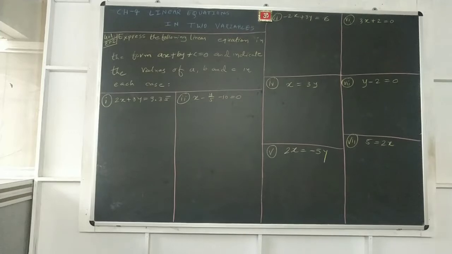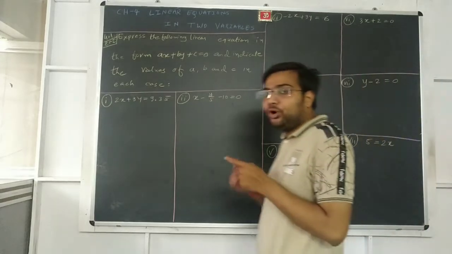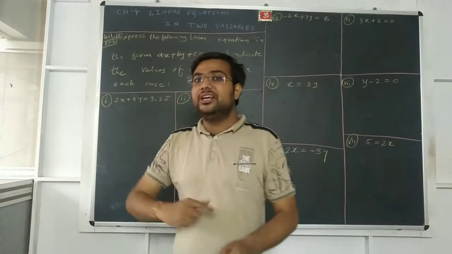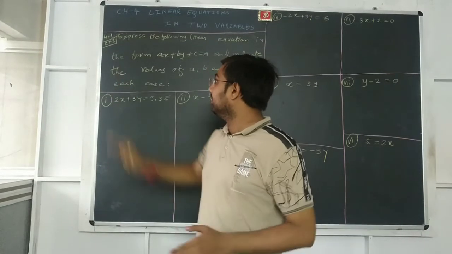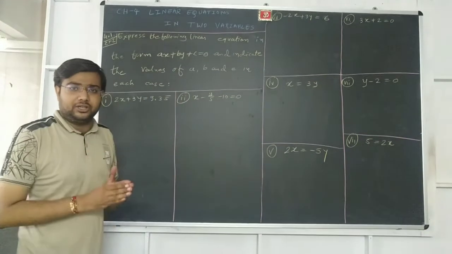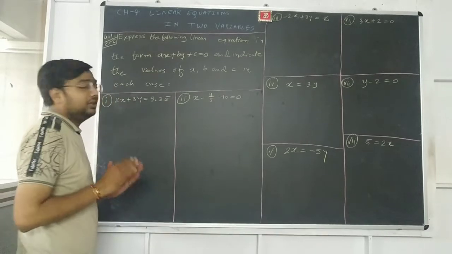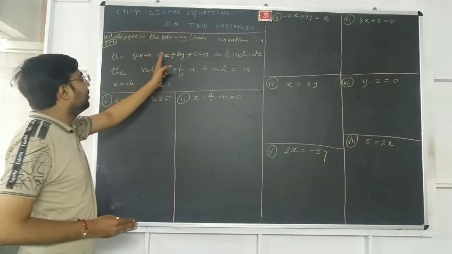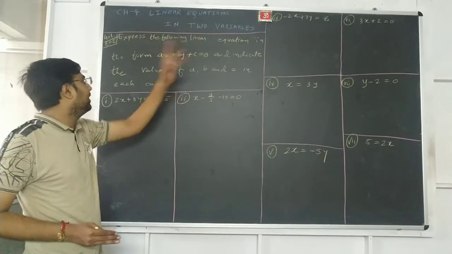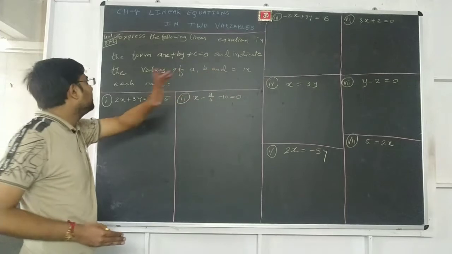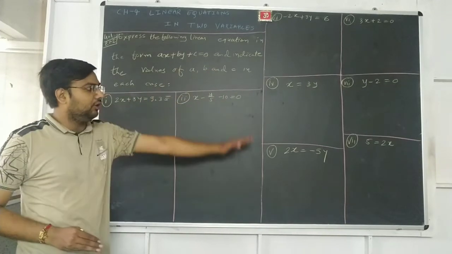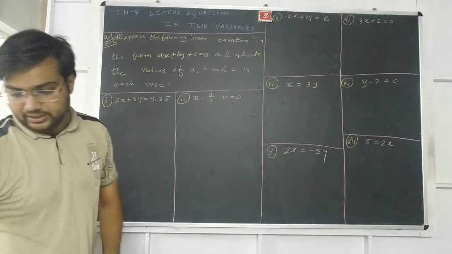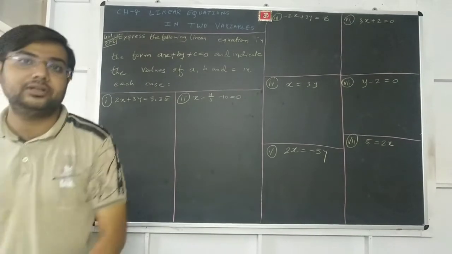Okay, now the same as the question in example 1, this is a type of question in exercise 4.1. In exercise 4.1, question number 2 is here. What is the question? Express the following linear equations in the form ax plus by plus c is equal to 0, and indicate the values of a, b, and c in each of the following cases. Okay, now we start here.